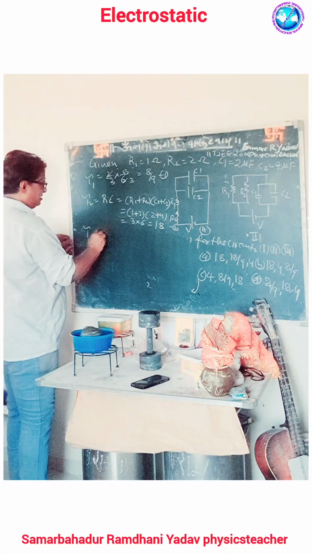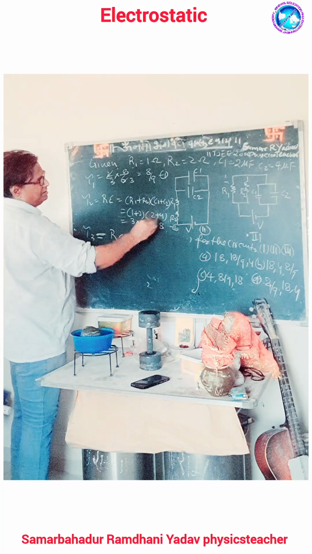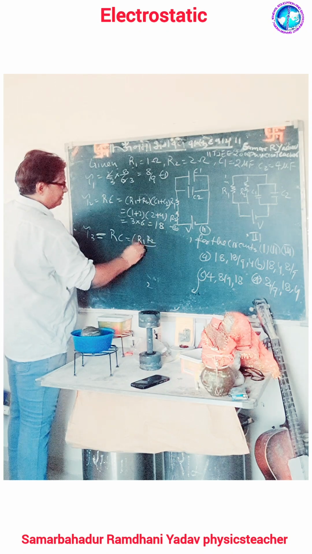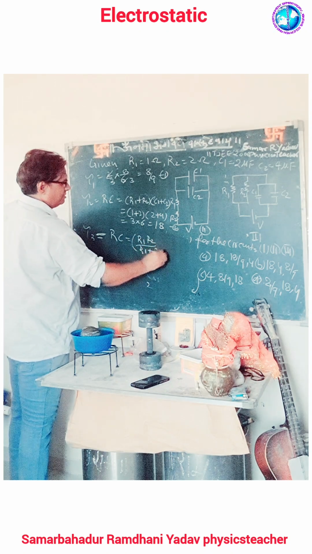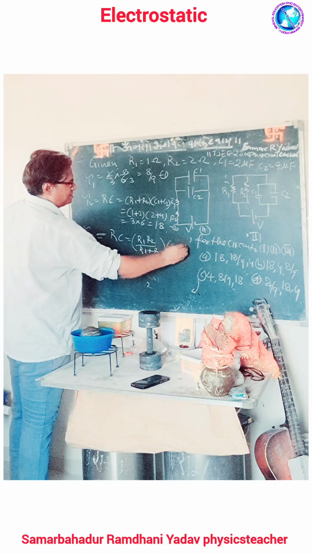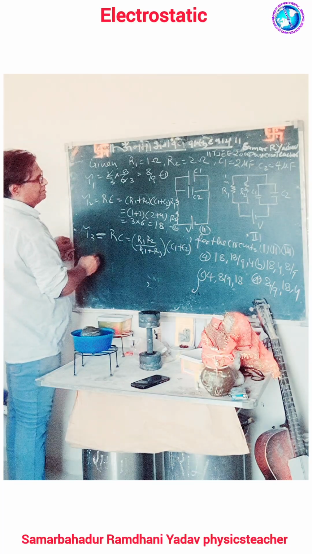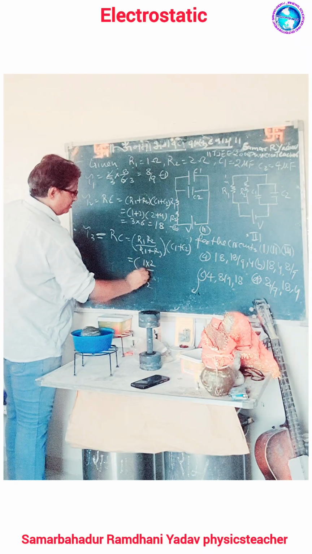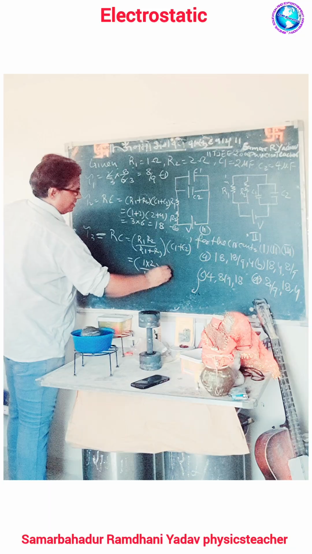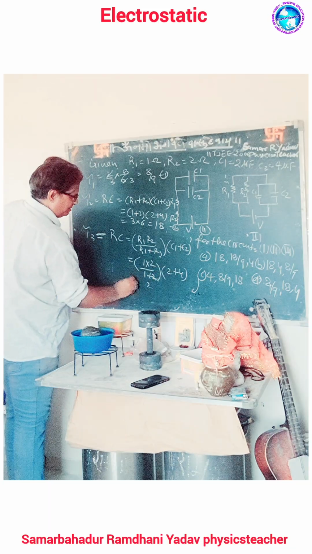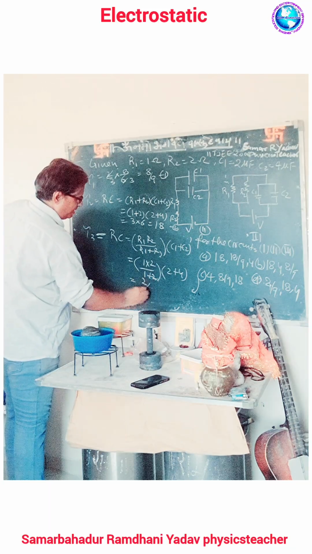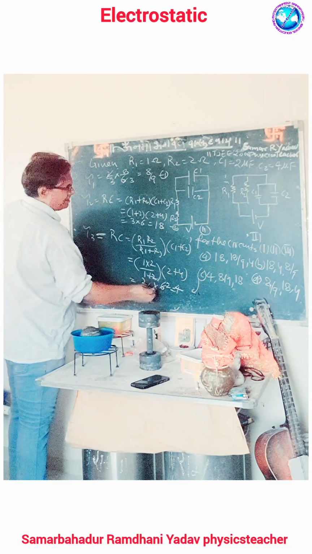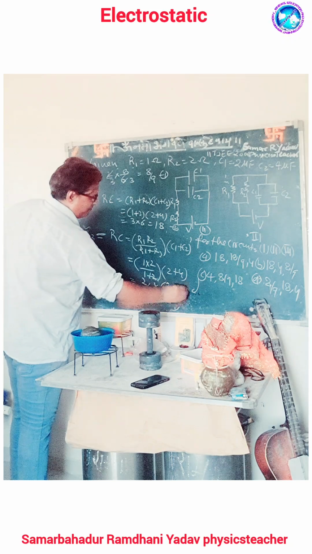Now for the third circuit, tau 3 is equal to RC. Here R and C are both parallel, so R is parallel means R1 into R2 upon R1 plus R2, and C is C1 plus C2. Therefore, 1 into 2 upon 1 plus 2, and 2 plus 4. We get 2 by 3 into 6, which is equal to 4. That is all in microseconds.